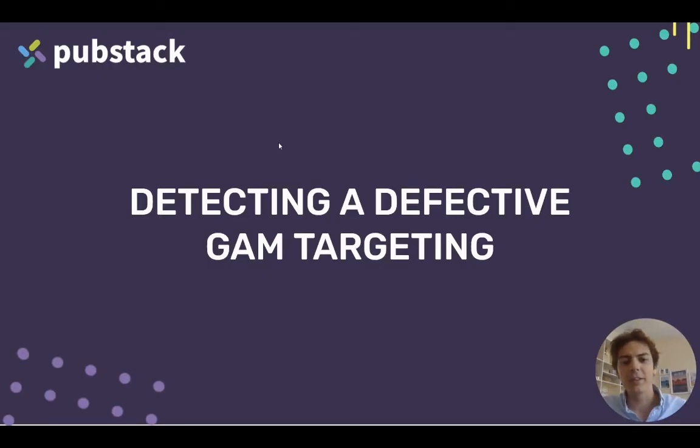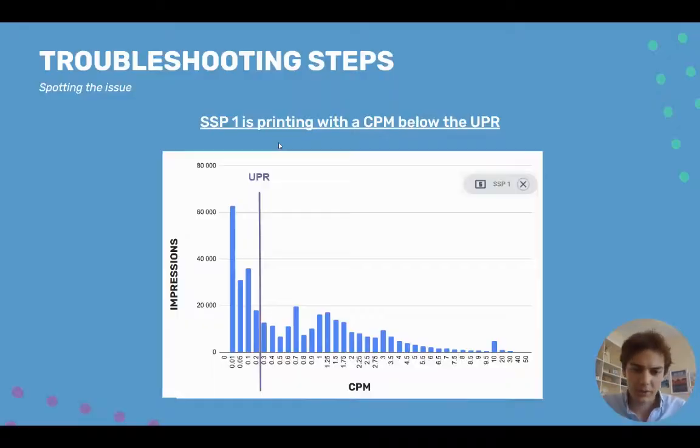We first noticed that there was something wrong when we saw that on the publisher's inventory, despite the 20 cents UPR that was in place, we had impressions below the UPR for one specific SSP. So we'll call it SSP1 in this example. As you can see, thanks to the bid distribution that we have within the Pubstack interface, we were able to detect quite easily that there were still some impressions at a lower CPM than the UPR. This should absolutely not be possible.